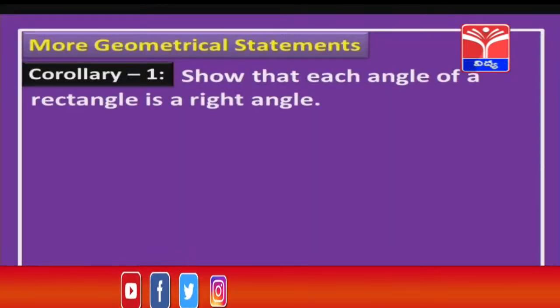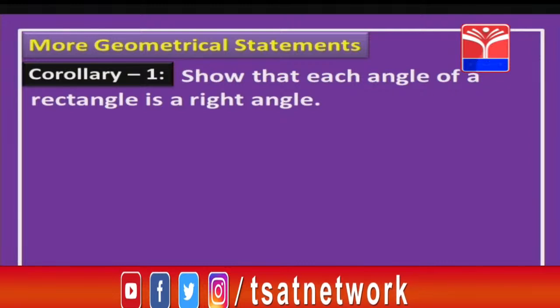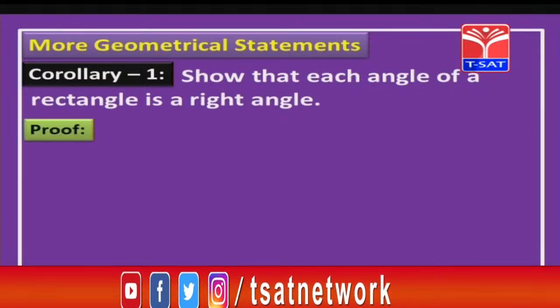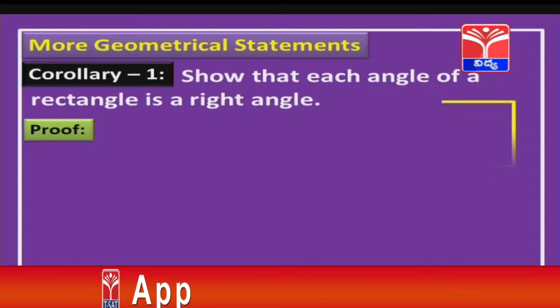Show that each angle of a rectangle is a right angle. So, this is our first corollary. What are we going to do now? Yes, we have to prove this.